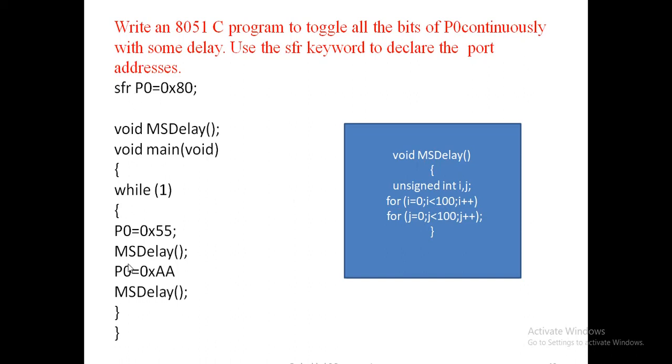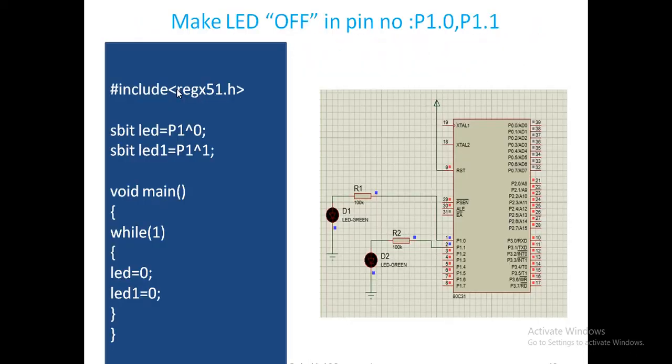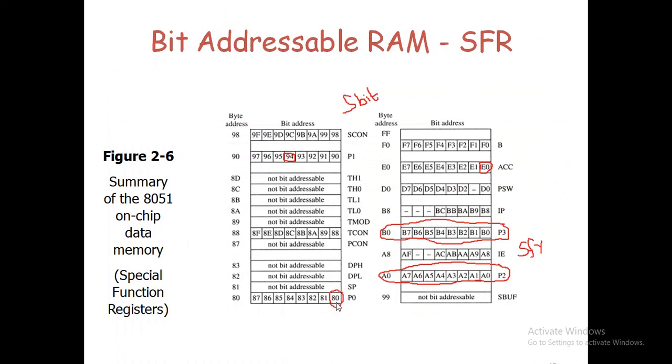Just come over here. I am not using the header file because I use SFR as a keyword. Here I am using P0. I am going to access the entire port P0. The memory location is 0x80. P0 is a register, 80 to 87, an 8-bit register, and its memory location is 80.